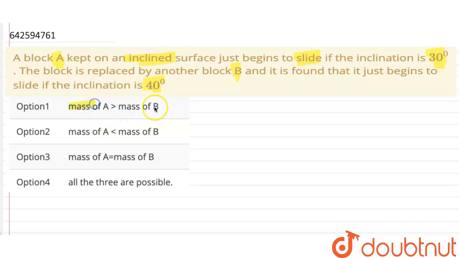Option 1, mass of A is greater than mass of B. Option 2, mass of A is less than mass of B. Option 3, mass of A equals mass of B. Option 4, all three are possible.